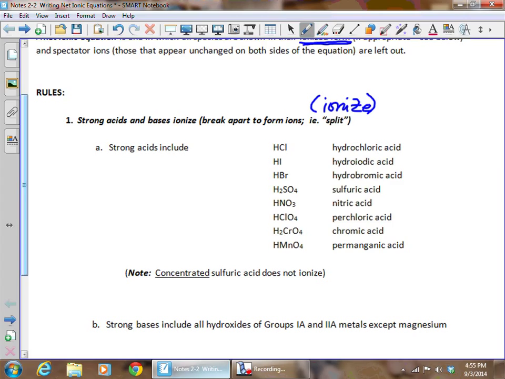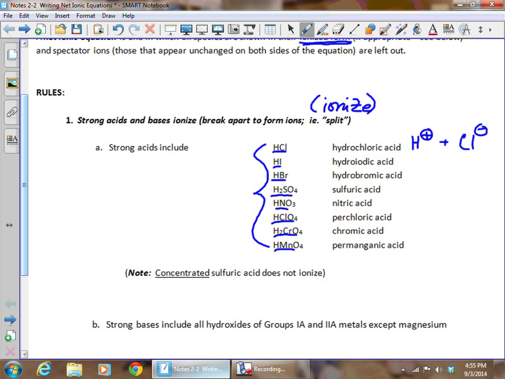The strong acids: AP considers this list of 8 acids to be the strong acids. So you've got hydrochloric, hydroiodic, hydrobromic, sulfuric, nitric, perchloric, chromic, and permanganic acid. When these ionize or split, they're always going to split into the hydrogen ion and then whatever's left.